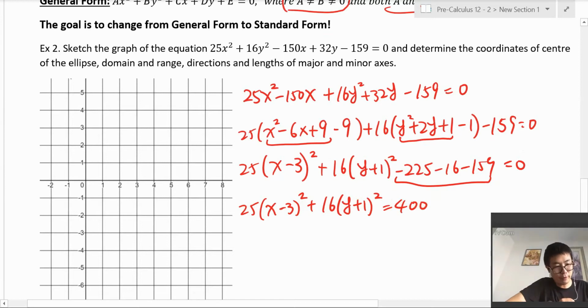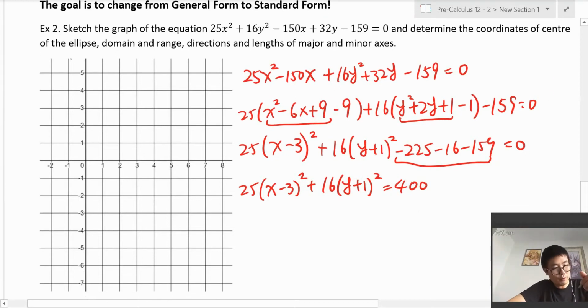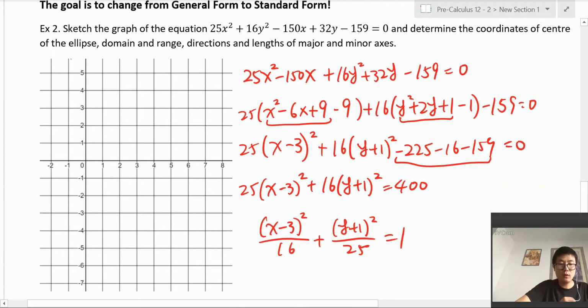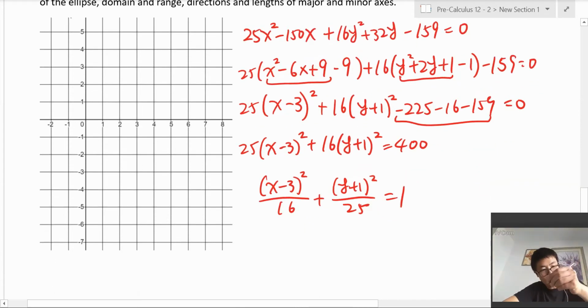Now this looks much better. Okay, now you can divide both sides by 400. You then get x minus 3 squared over 16 plus y plus 1 squared over 25 equals 1. Perfect. There we have our center, 3, comma, negative 1. Okay, center is 3, comma, negative 1.